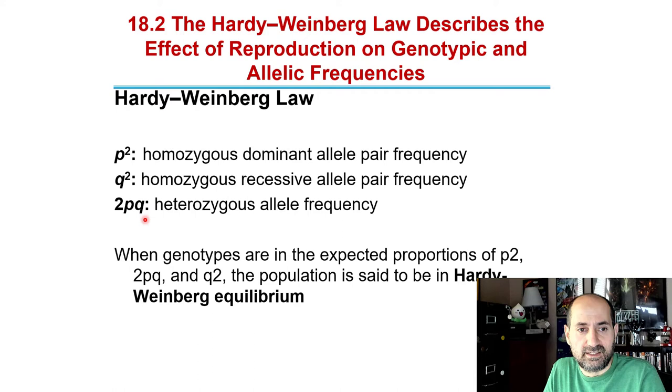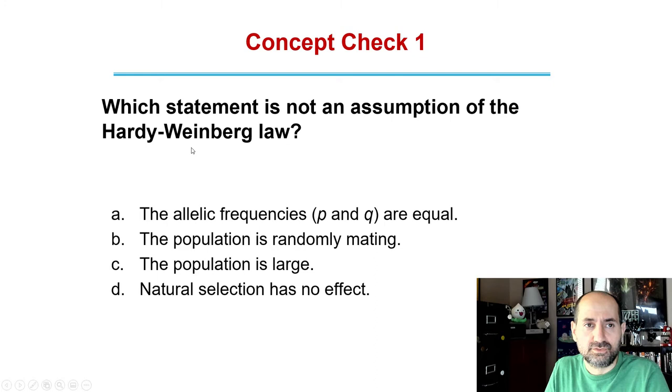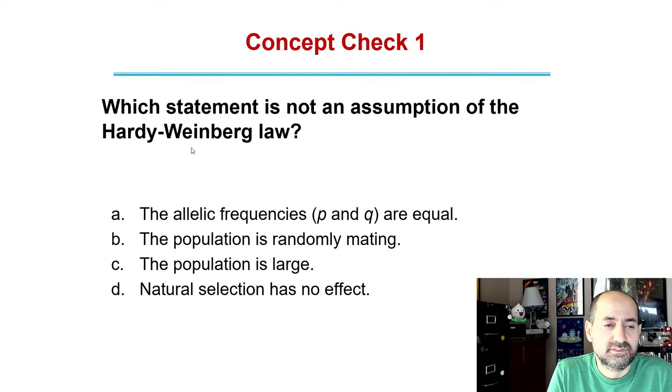Okay, so let's do a concept check. Which statement is not an assumption of the Hardy-Weinberg law? A, the allelic frequencies P and Q are equal. No, they don't have to be equal. You don't have to have an equal number of blue eyes and brown eyes, for instance.